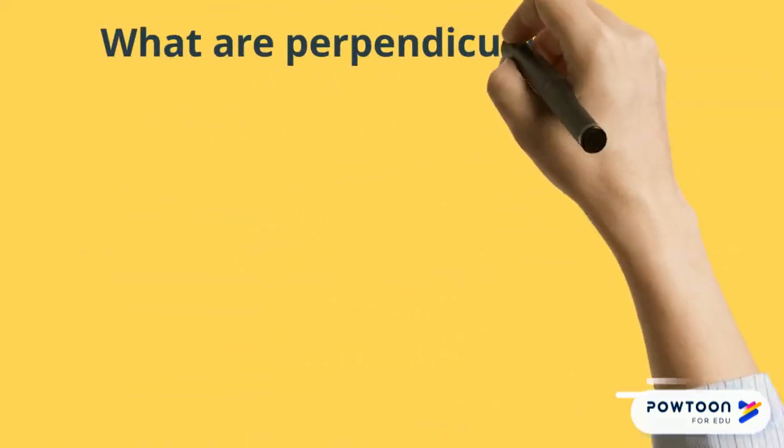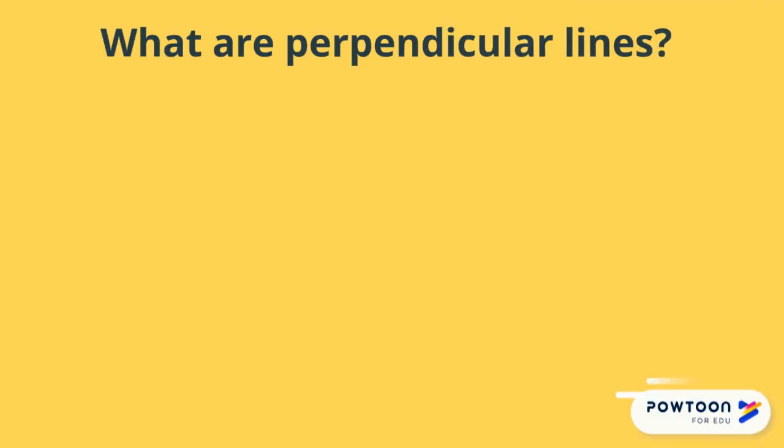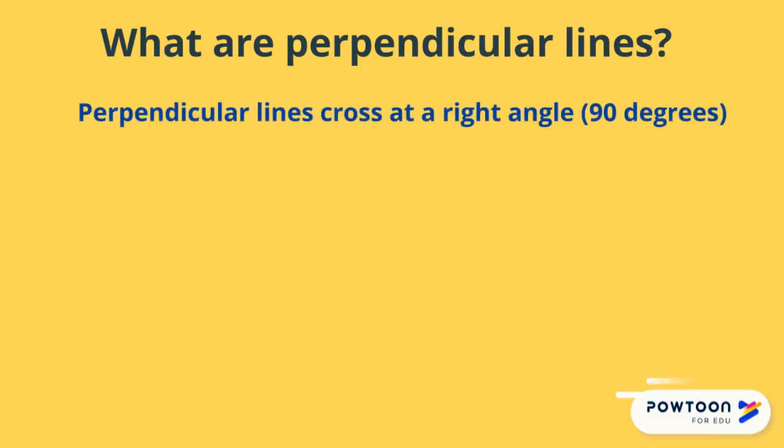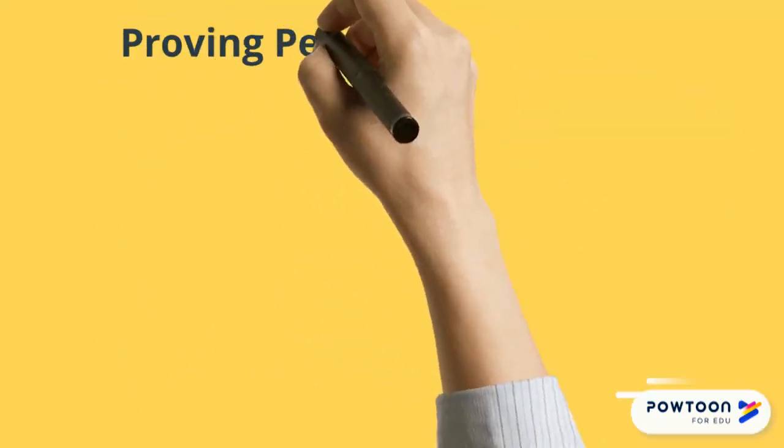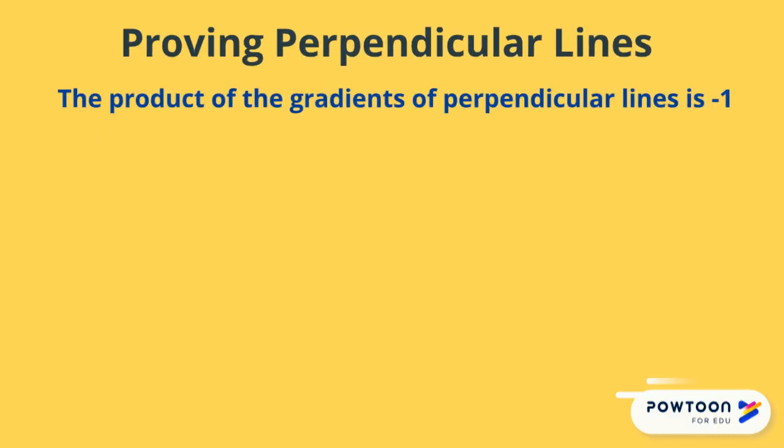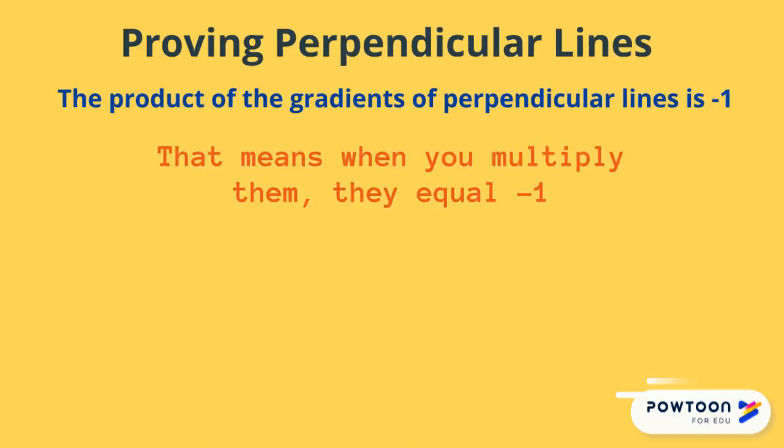Alrighty, now let's move on to perpendicular lines. So as just a quick revision, perpendicular lines are formed at a right angle or 90 degrees. So it can kind of look like a T or a cross. The way to show that two lines are perpendicular is to show that when you multiply their gradients together, it becomes -1.